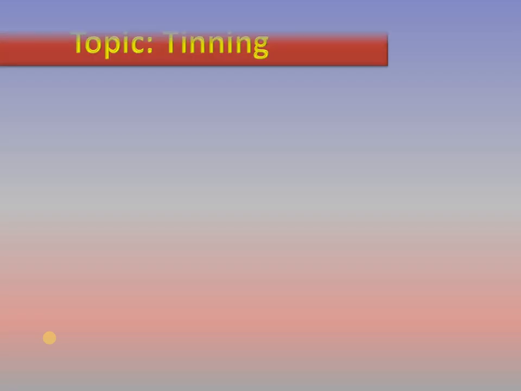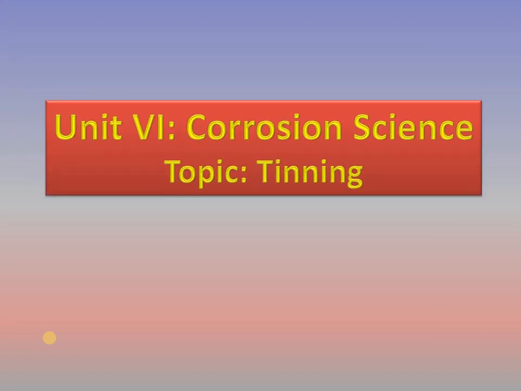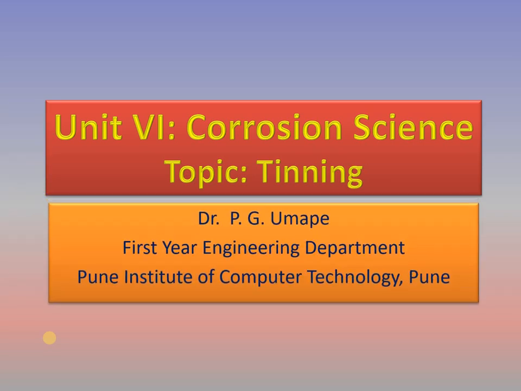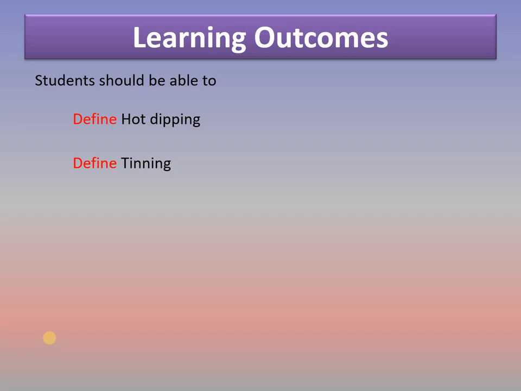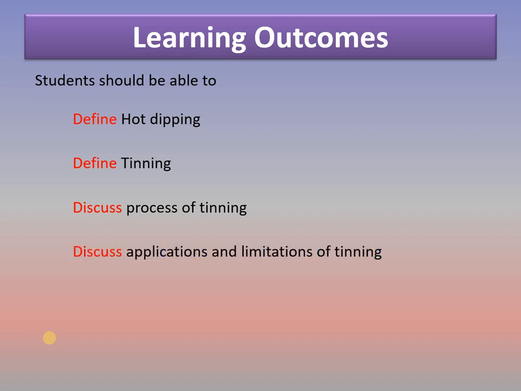In this session we are going to discuss the topic tinning from unit 6, corrosion science. The learning outcomes from this session will be: students should be able to define hot dipping, students should be able to define tinning, students should be able to discuss the process of tinning, and students should be able to discuss applications and limitations of tinning.